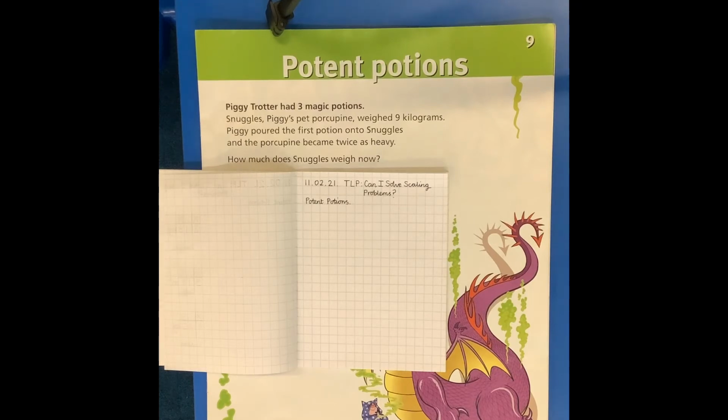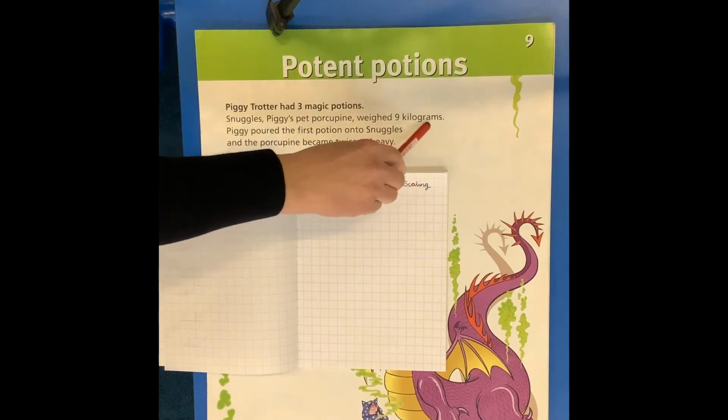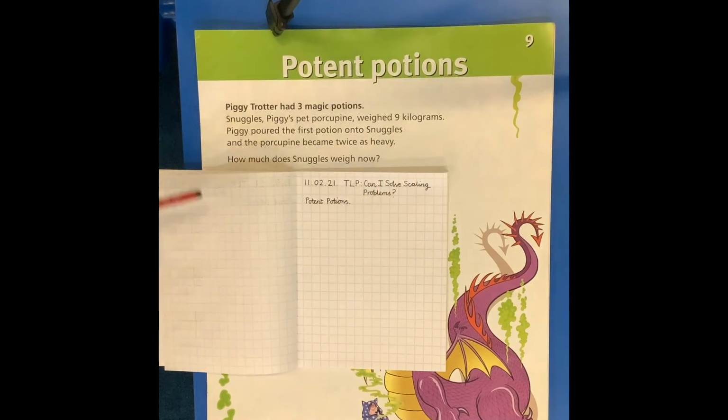So let's read the first problem together. Piggy Trotter had 3 magic potions. Snuggles, Piggy's pet porcupine, weighed 9 kilograms. So we're talking about weight, and the unit of measurement is kilograms. Piggy poured the first potion onto Snuggles, and the porcupine became twice as heavy. How much does Snuggles weigh now?